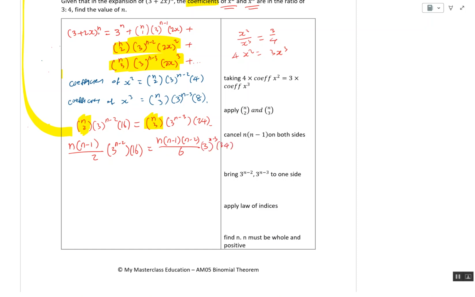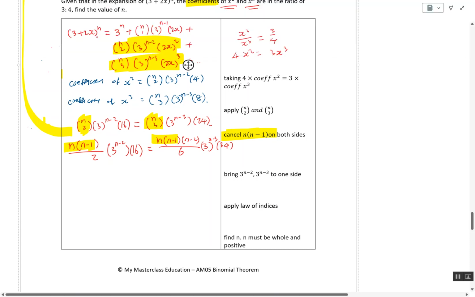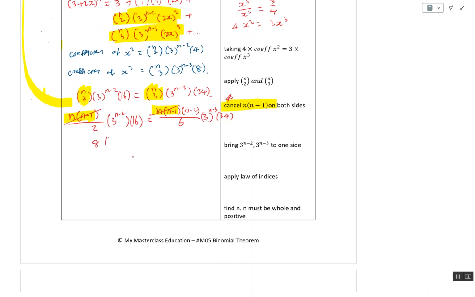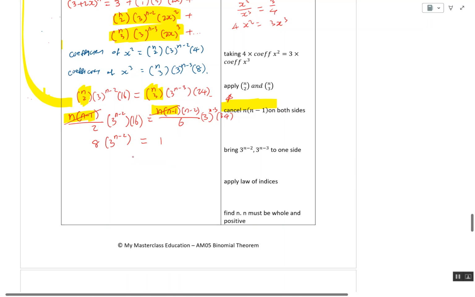There are a few things that you can do here. First things first, on both sides, I have these two common terms, so they cancel out. That's the first step. On both sides, I'm going to cancel this out, meaning I'm dividing on both sides. Within my numerator of the fraction itself, I have a divide by 2 and a times 16 here, so I'm going to cancel them out, and I end up with this simplified form. As well over here, I have 24 and 6. Let's cancel them out, and I will have a 4 here, times n minus 2, times 3 to the power n minus 3.